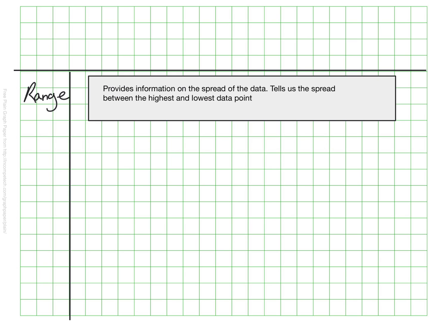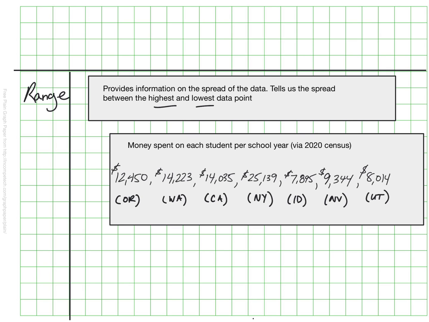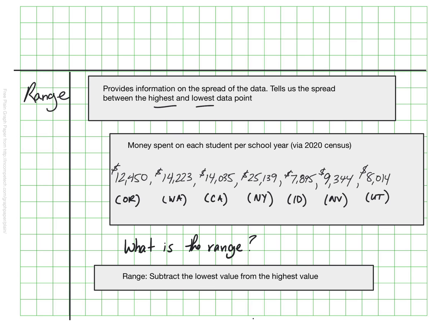When we look at statistical data, we also want to know the range oftentimes, and the range provides us information on how far apart pieces of information are. So it tells us the spread between the highest and the lowest data point. The data we're looking at for this example is the money that's spent on each of you, each student, per school year. And I used the same 7 states that I used in the previous example. So this tells us how much money is spent, and we're going to look at the range. To do that, we need to identify the highest and the lowest. I'm going to scan through my list and circle the lowest value. That looks like it is in Idaho right here. And the highest value looks like it is coming from New York, right?